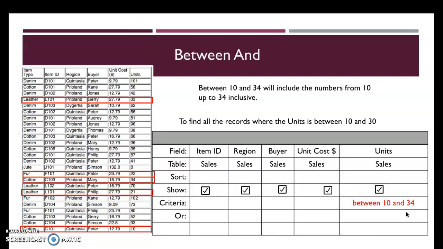So, looking at the example, between 10 and 34 will include the numbers 10 and 34. And to find the records, again, we're going to use the units column. And this time, our criteria actually says the words between and the word and. So you must type in between 10 and 34. And this is going to give you all of the records that either have a unit of 10 or any number between 10 and 34.